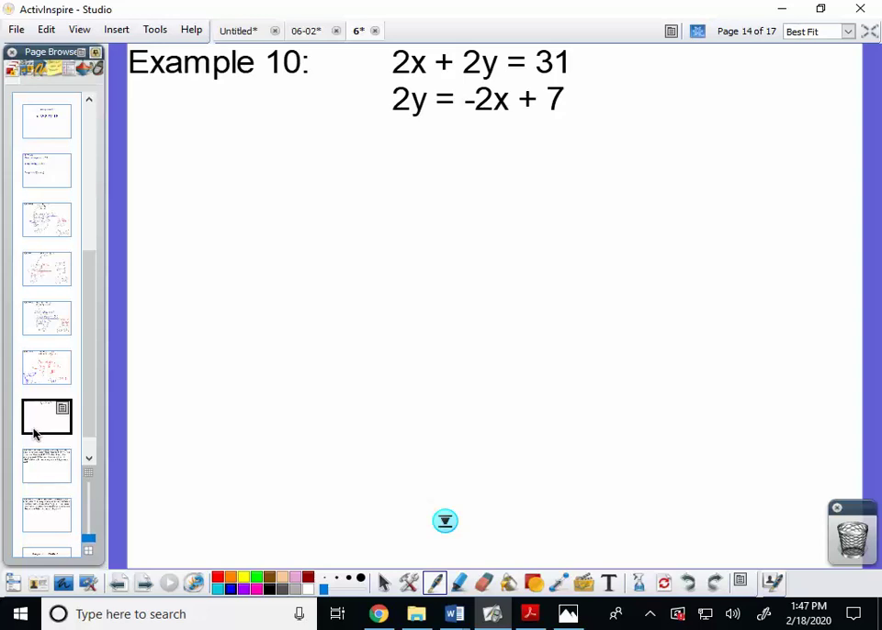This will probably be our last one. 2x plus 2y equals 31. And 2y equals negative 2x plus 7. Okay, so clearly the second equation is not in the right order, correct? We're going to have to do a little bit of rearranging.